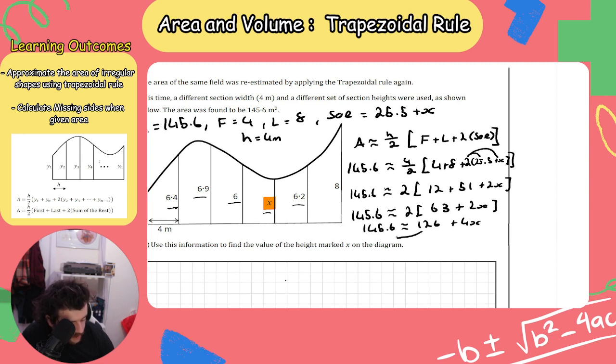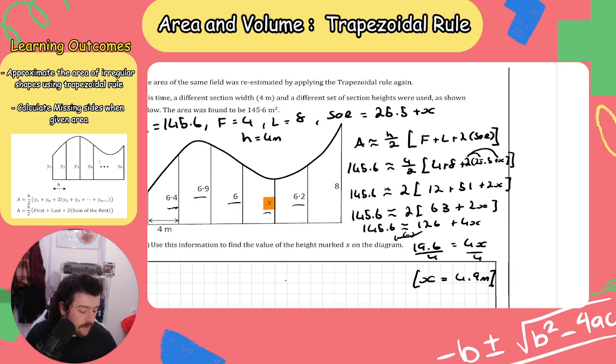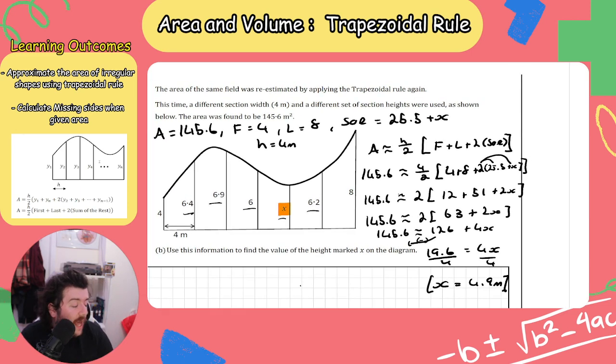Bring my 126 over, change the sign. I'm going to get 19.6 is equal to 4x. Then I'm going to divide both sides by 4. I'm going to get x is equal to 4.9 meters. So therefore, I have solved for my missing height here. So that is another application of trapezoidal where I can find the length of missing heights, or another question you could be asked with them.